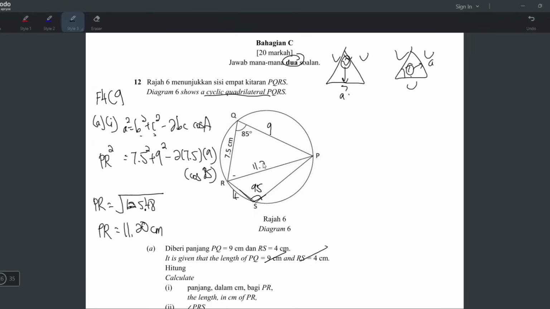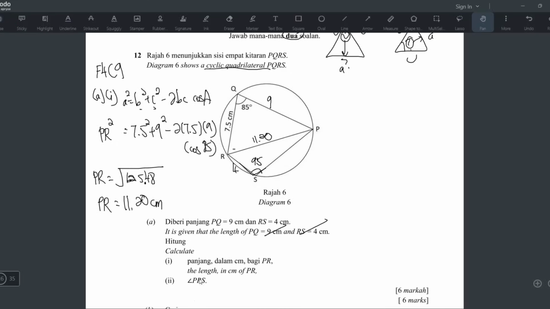The next question actually asks for an angle, but they want angle PRS. And where is PRS? PRS is here. Let me tell you what you have to do. You have to use sine rule to find this angle first, and then 180 minus this minus this. That's the only way. You cannot find this directly using sine rule, because you don't have the side that is opposite this angle, which is PS. But you have 4, which is opposite this angle. That is why you use sine rule to find this angle first.